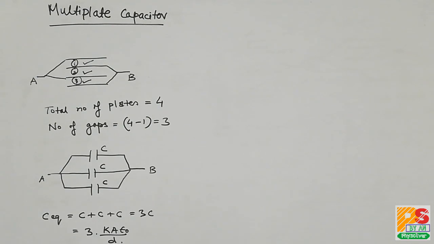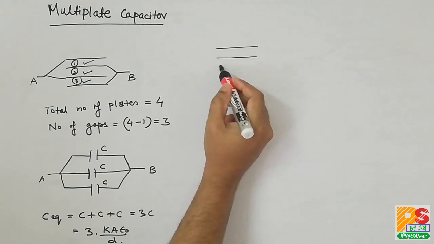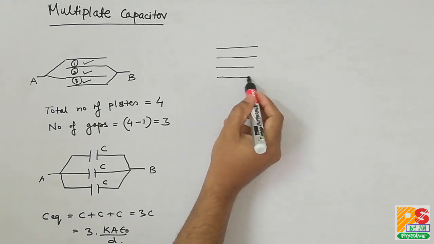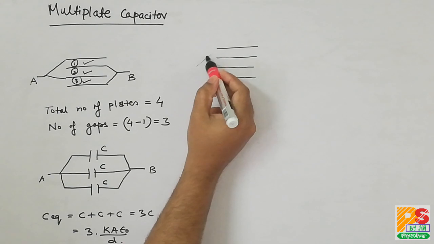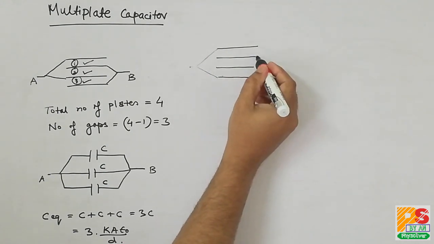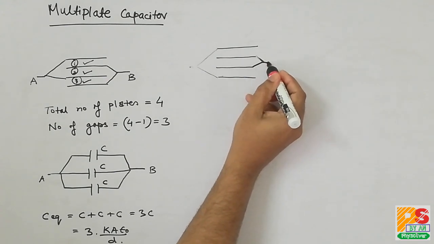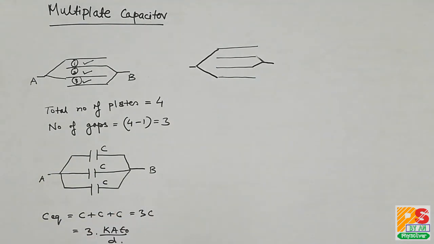Now what will happen if the plates are not alternately connected? Like you can see in this example, we also have 4 plates, but the problem is the plates are not alternately connected. As you can see, the top plate and the bottom plate are connected to the left and the middle 2 plates are connected to the right.